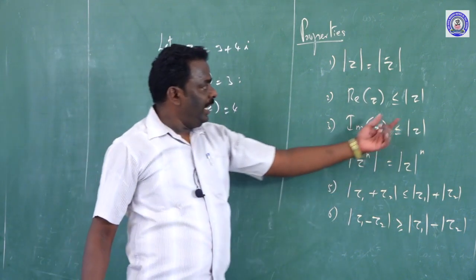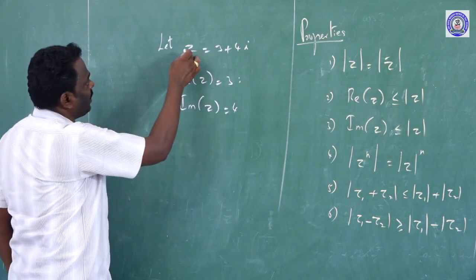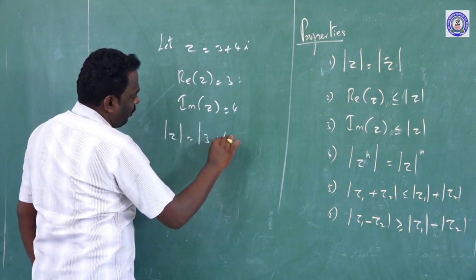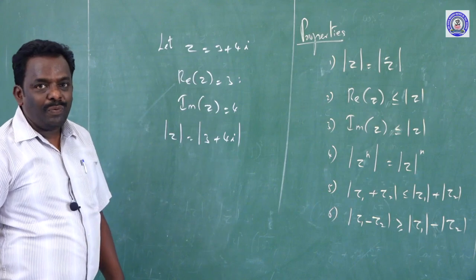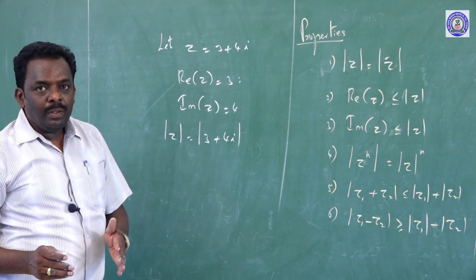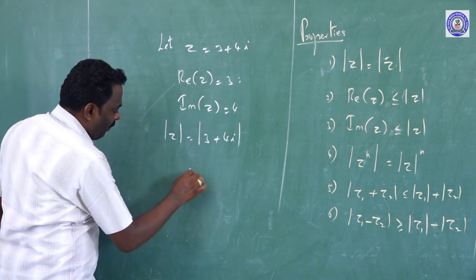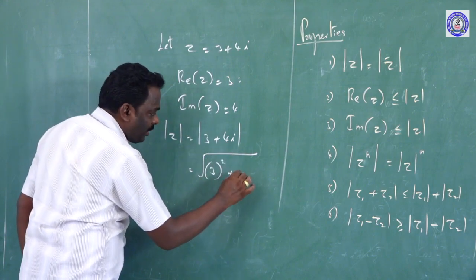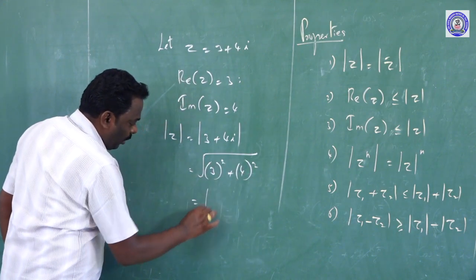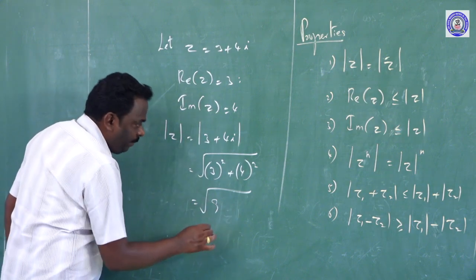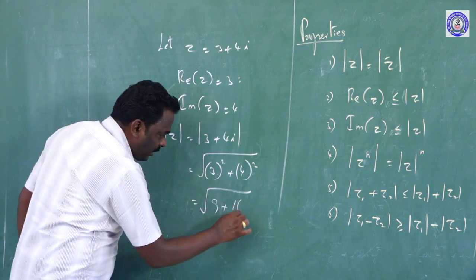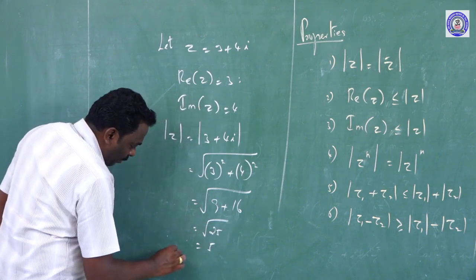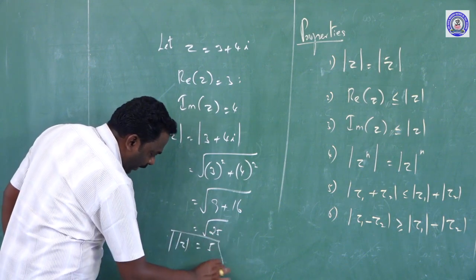Just compare with the modulus of z. So first find the modulus of z for the given complex number. Modulus of z is equal to modulus of 3 plus 4i. We know how to find the modulus value. It is the square root of the real term 3 whole square plus the imaginary term 4 whole square, which is the square root of 9 plus 16, the square root of 25, that is equal to 5. Therefore, modulus of z is equal to 5.